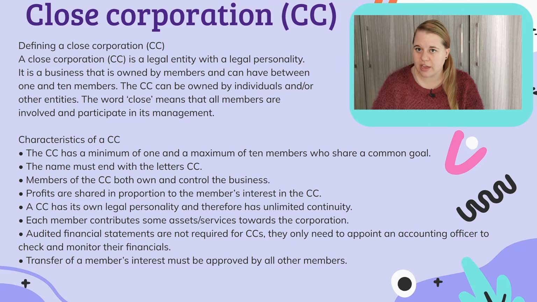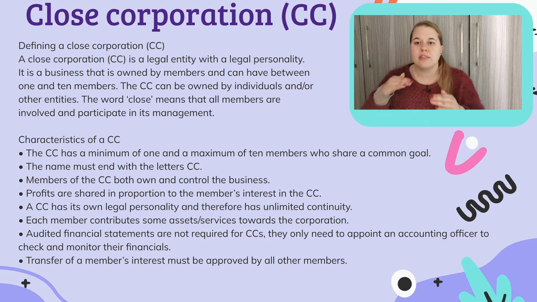So, what are the characteristics? The CC has a minimum of 1 to a maximum of 10 members who share a common goal. The name must end in the letters CC. Members of the CC both own and control the business. Profits are shared in proportion to the members' interest in the CC. So similar to the other one, there might be a different ratio depending on the profit shared.